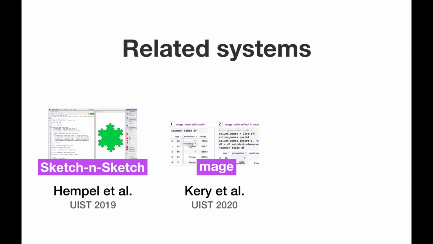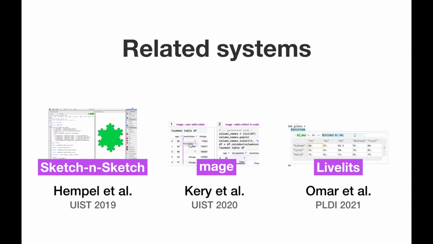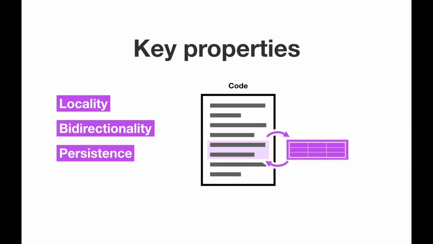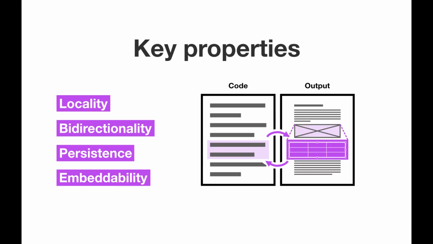Transitionals are related to systems such as Sketch-n-Sketch, MAJ, and Livelets, with 4 key properties that both relate and distinguish them from these systems. They represent local fragments of code as a particular concept, they are bidirectionally linked to the code they represent, they persist and remain available when the code of the document is modified, and they can be displayed from and within the output they are embedded in.